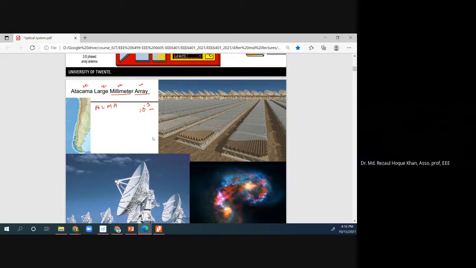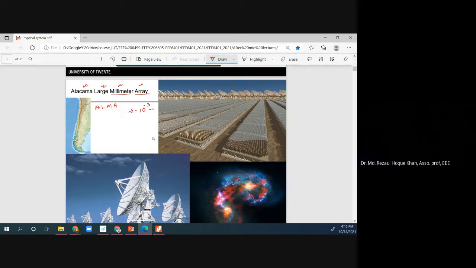So what is the frequency? This is the wavelength, lambda, in millimeter. If this is lambda, what will be the frequency? Frequency will be c by lambda. What is c? c is 3 into 10 to the power 8, and lambda is 10 to the power minus 3. So it will be 10 to the power plus 3, right? So it will be 3 into 10 to the power 11. You see, it's almost terahertz. Terahertz is 10 to the power 12. Very high frequency. That's why it's called millimeter. Very, very high frequency.